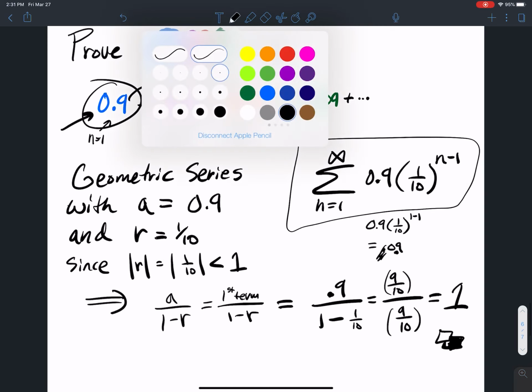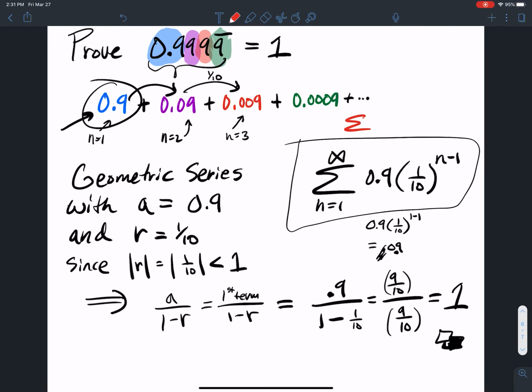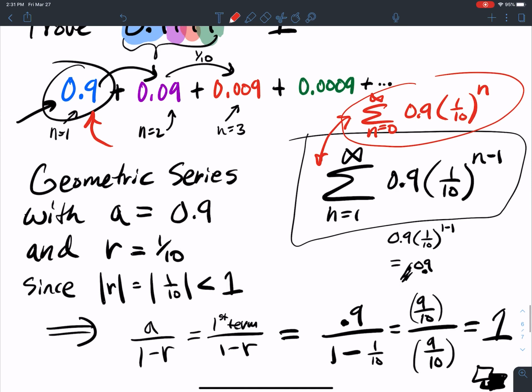Had you started this series with n equals 0, that's perfectly fine. Your first term is still 0.9, but then I multiply by 1/10 each time, and so all I have for my exponent is n. That will get me, these two are equivalent answers here. So either one of those would be acceptable. Okay?